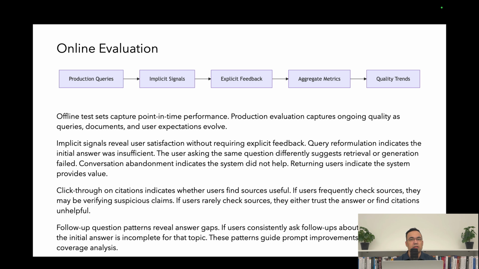Feedback loops connect the evaluation to improvement. Poor ratings on specific topics indicate chunking or retrieval gaps. Consistent faithfulness issues indicate prompt problems, and high-quality outputs can seed fine-tuning datasets. Longitudinal tracking detects drift. Quality metrics stable over weeks but declining over months may indicate corpus changes or model degradation.